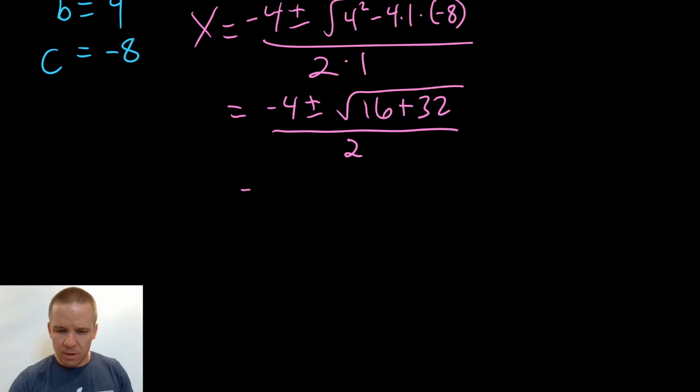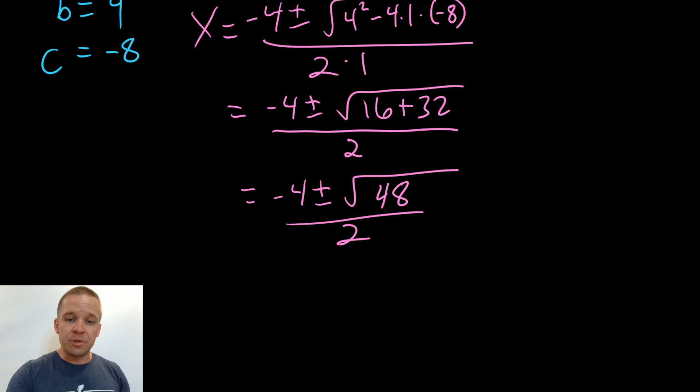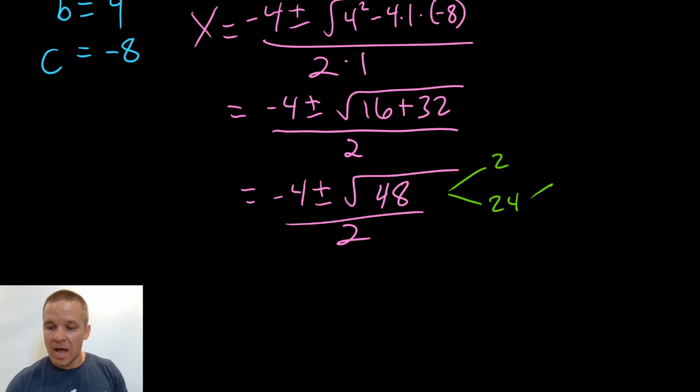So we have -4 plus or minus the square root of 16 plus 32, which is going to give me 48, all divided by 2. Cool. We're almost done, except we do need to check and see if we can simplify that square root, and we can. So I'd divide that by 2, and I would get 24. I can divide that by 2, and I will get 12. I can divide that by 2, and I'll get 6. I can divide that by 2, and I'll get 3.